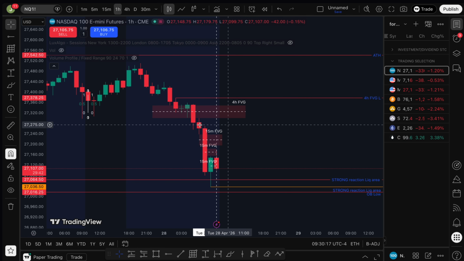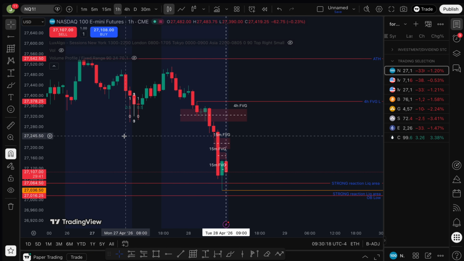Let's go into the 1 hour. We can just see that we're just going straight down. Oh my gosh, I did not draw the highs. I mean, it doesn't really matter because it's not gonna touch these highs. We went down to previous day highs and it didn't bounce off at all.